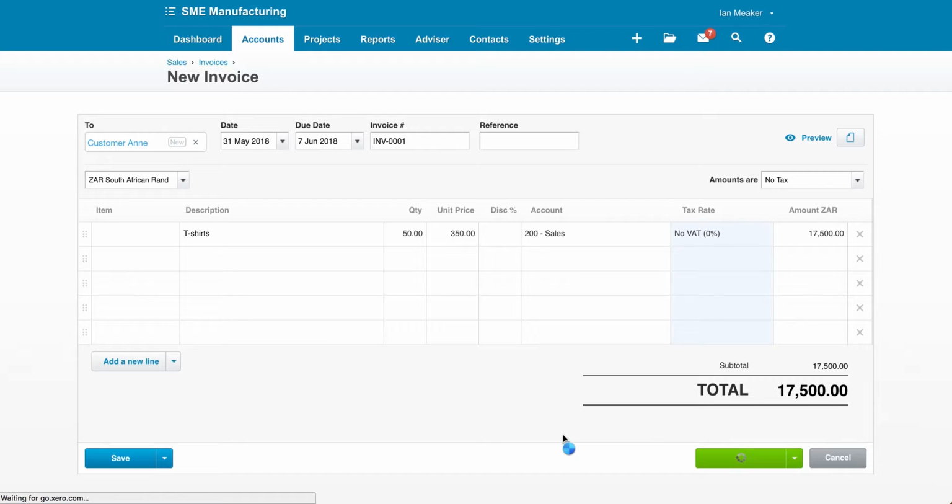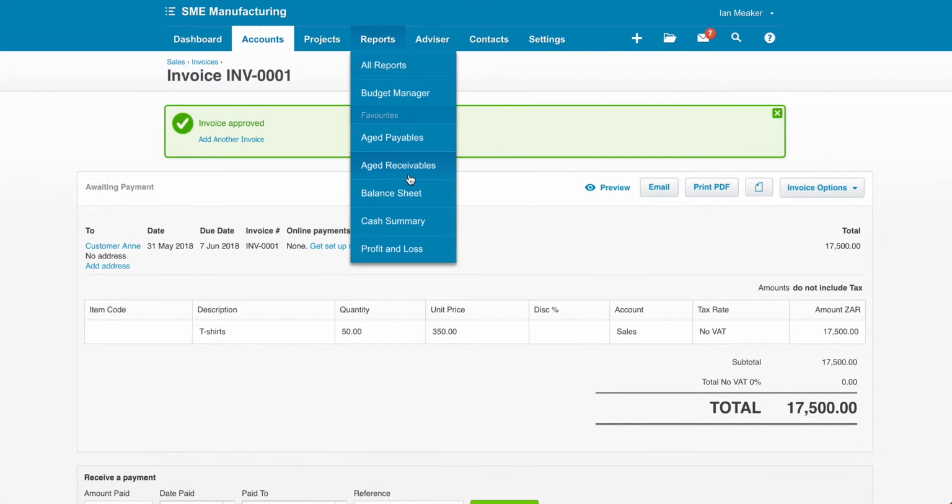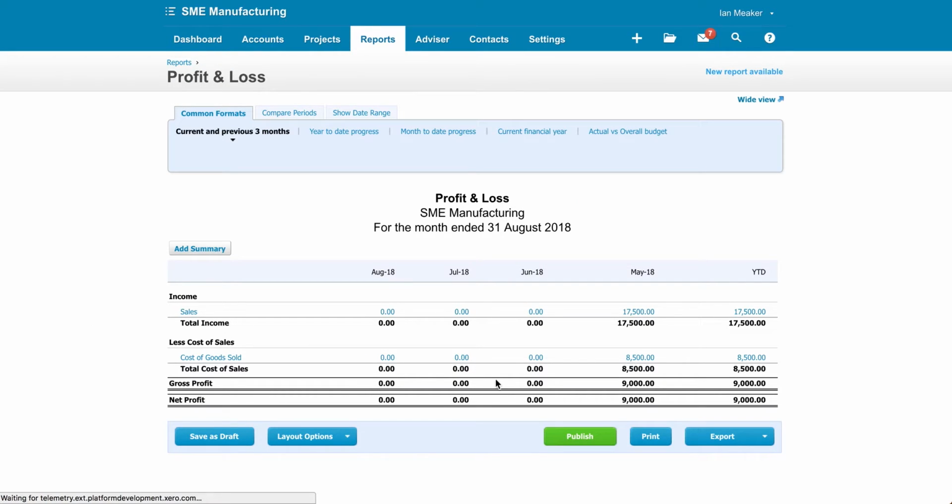So great, those are your two main transactions in Xero. We bought something in and we've sold something. But now what we're going to do is we want to understand what that looks like on the profit and loss report. So if we go to that profit and loss report, what we see is that, great, 17,500 Rand in sales and 8,500 Rand in cost of goods sold. It looks like a very good margin.